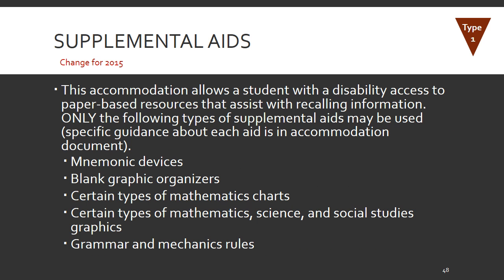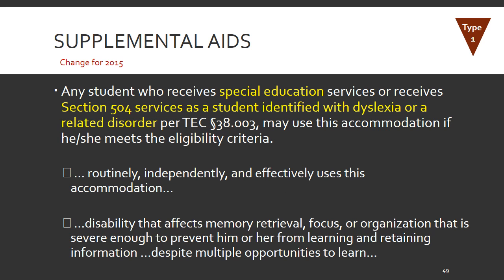Supplemental aids also has changes for 2015. This accommodation allows a student with a disability access to paper-based resources that assist with recalling information. Only the following types of supplemental aids may be used: mnemonic devices, blank graphic organizers, certain types of mathematics charts, certain types of mathematics, science, and social studies graphics, grammar, and mechanics rules. Any student who receives special education services or receives Section 504 services as a student identified with dyslexia or a related disorder may use this accommodation if he meets the eligibility criteria.